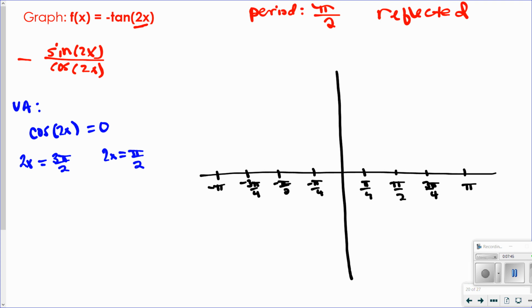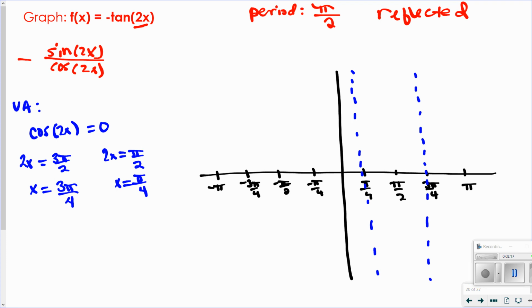I have to go through this just to flip this. So we'll go over here first. If I divide by 2, pi over 2 divided by 2 is pi over 4. And if I divide by 2 over here, 3 pi over 2 divided by 2 is 3 pi over 4. So we're going to have vertical asymptotes at pi over 4 and 3 pi over 4, and also at negative pi over 4 and negative 3 pi over 4.